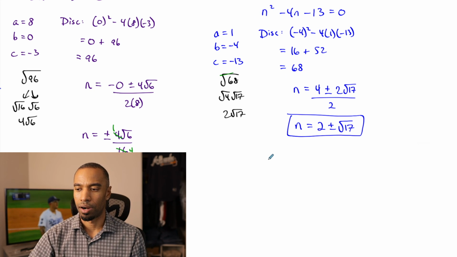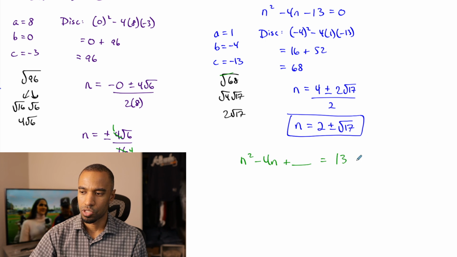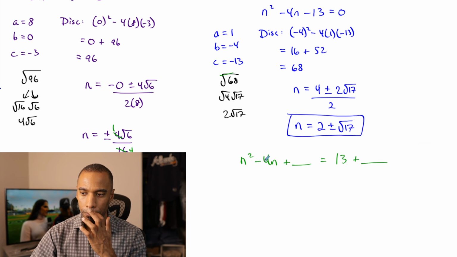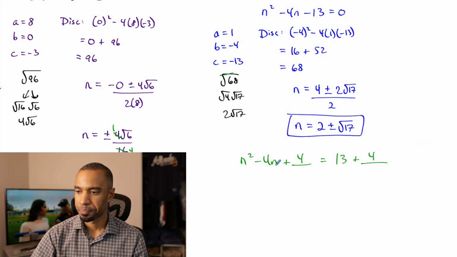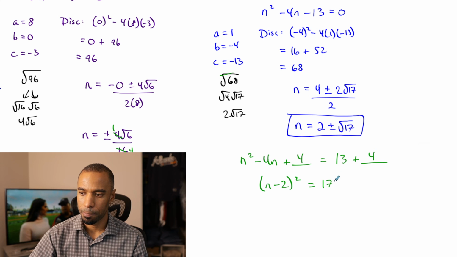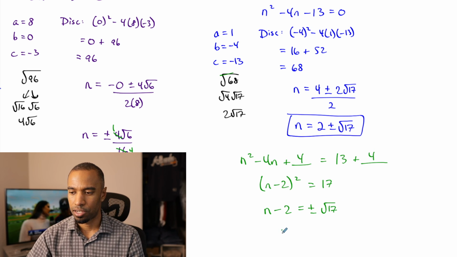Okay, completing the square. If I took n squared minus 4n and I added the 13 over to this side, I'm going to complete the square by dividing this by 2 and squaring it and adding that to both sides. This factors into n minus 2 quantity squared equals 17. I take the square root of both sides, so n minus 2 equals plus or minus root 17, and I add 2 over, you get n equals 2 plus or minus root 17. And that's solving by completing the square.